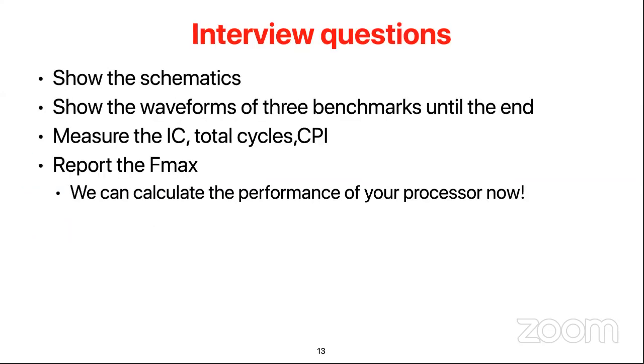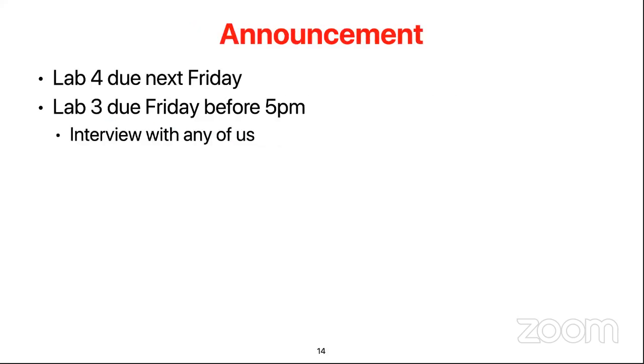For interviews, show us the schematics, show us the waveforms of the 3 benchmarks and the output until the end. Measure the instruction count, total cycles, and CPI, and make a table to present to us. And report the Fmax, meaning the maximum performance that you can achieve in your processor. Lab 4 is due next Friday, and lab 3 is due this Friday before 5 p.m. But again, these interviews are soft deadlines. We have this deadline just because we want to check that you are on track. Other than that, do you have any questions?